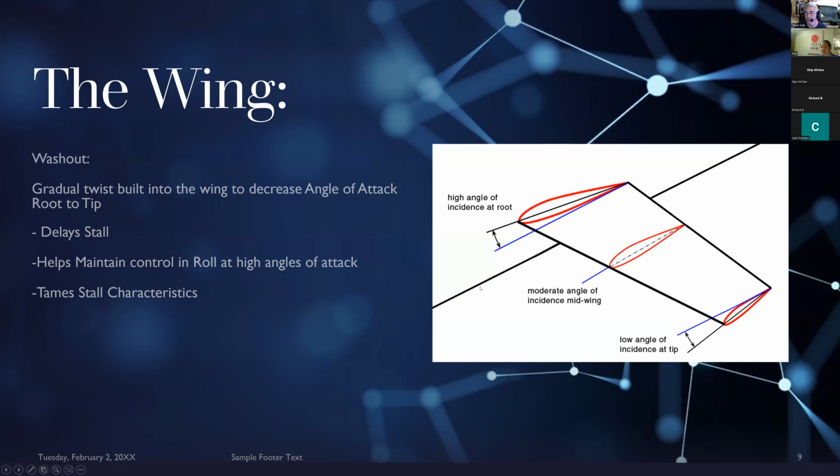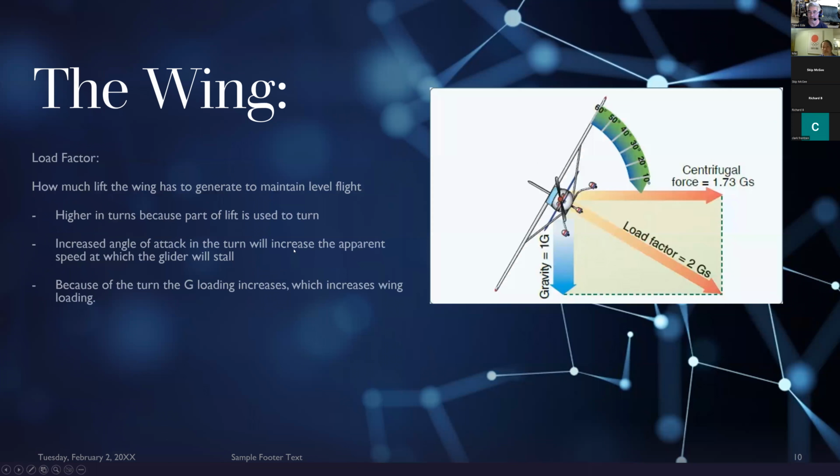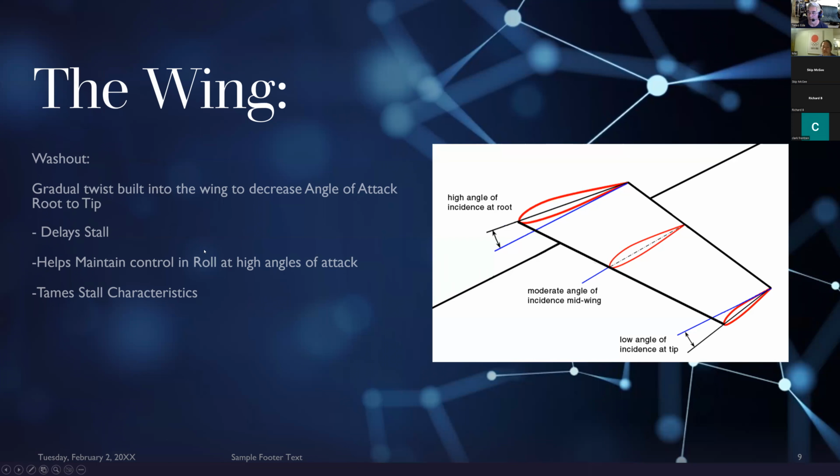Okay. Tame stall characteristics. Put it another way, with an airplane with bad stall characteristics, if you stall it, one wing will stall before the other and the airplane will flip upside down. A lot of World War II fighters were notorious for that behavior. Hang gliders, you generally don't run into that. So washout is a gradual twist built into the wing to decrease the angle of attack from root to tip.